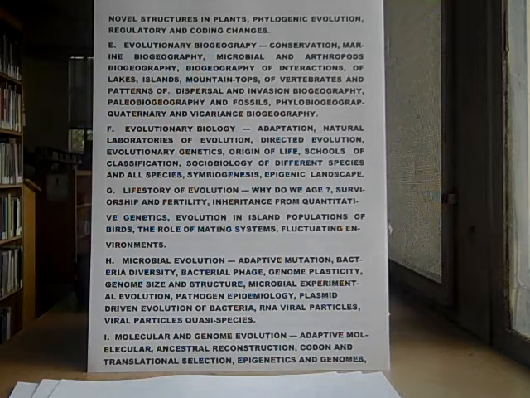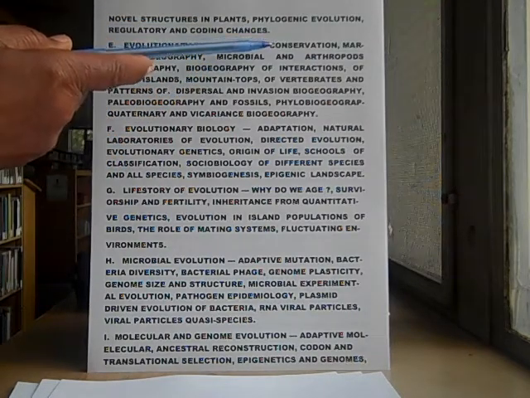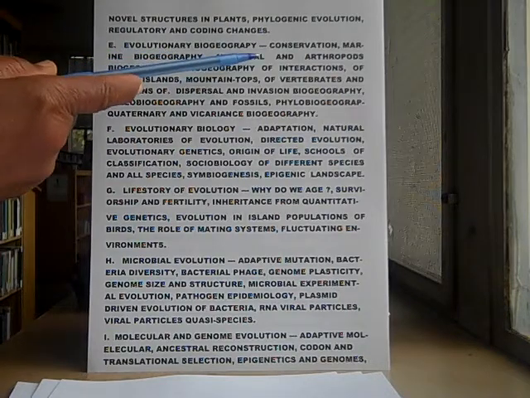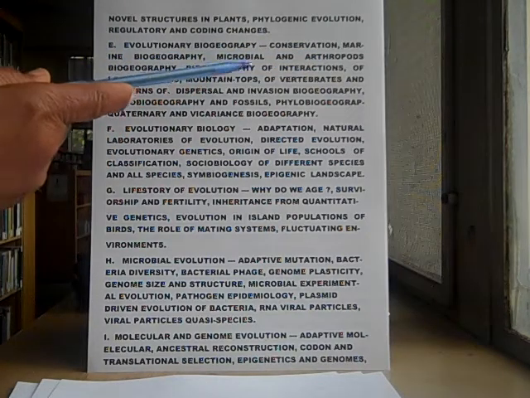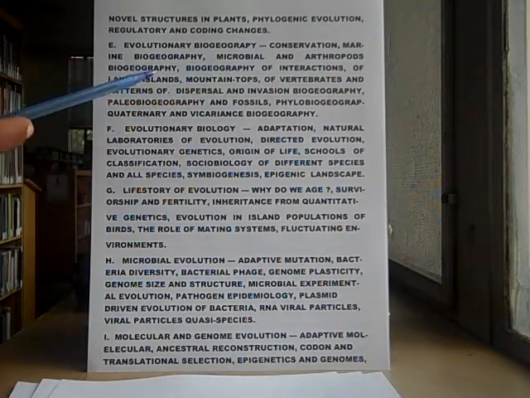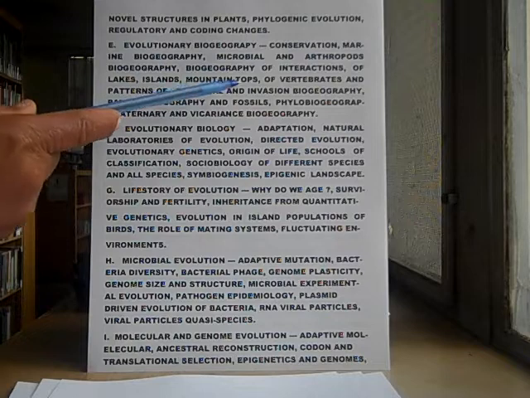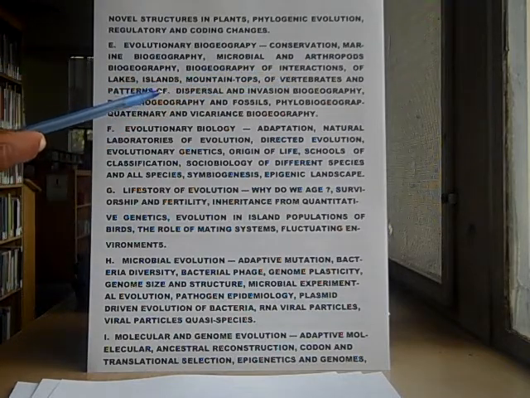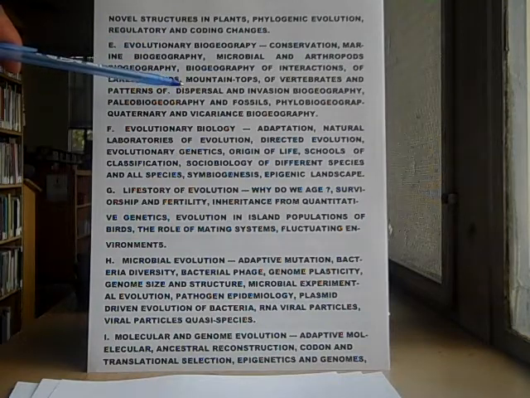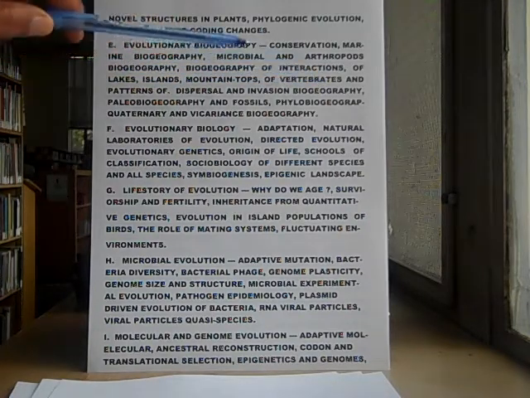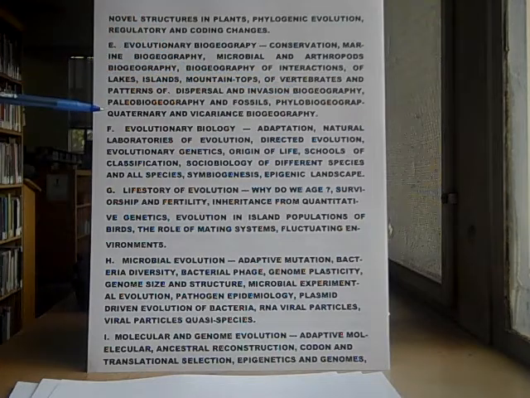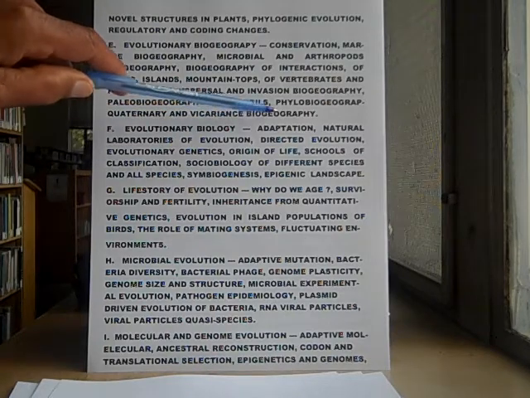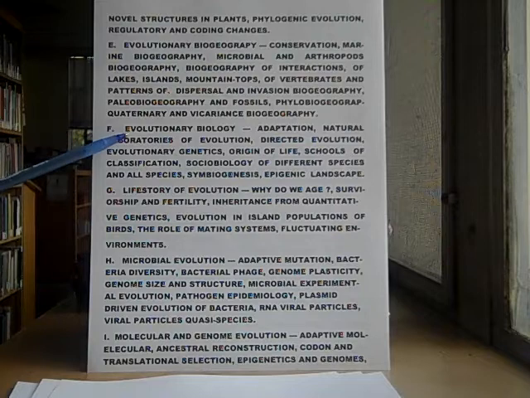Evolutionary biogeography. This includes conservation, marine biogeography, microbial and arthropods, biogeography, biogeography of interactions, of lakes, islands, mountaintops, of vertebrates and patterns of those vertebrates, dispersal and invasion biogeography, paleobiogeography and fossils, biogeography, quaternary and vicariance biogeography. Now we'll go to F, evolutionary biology.